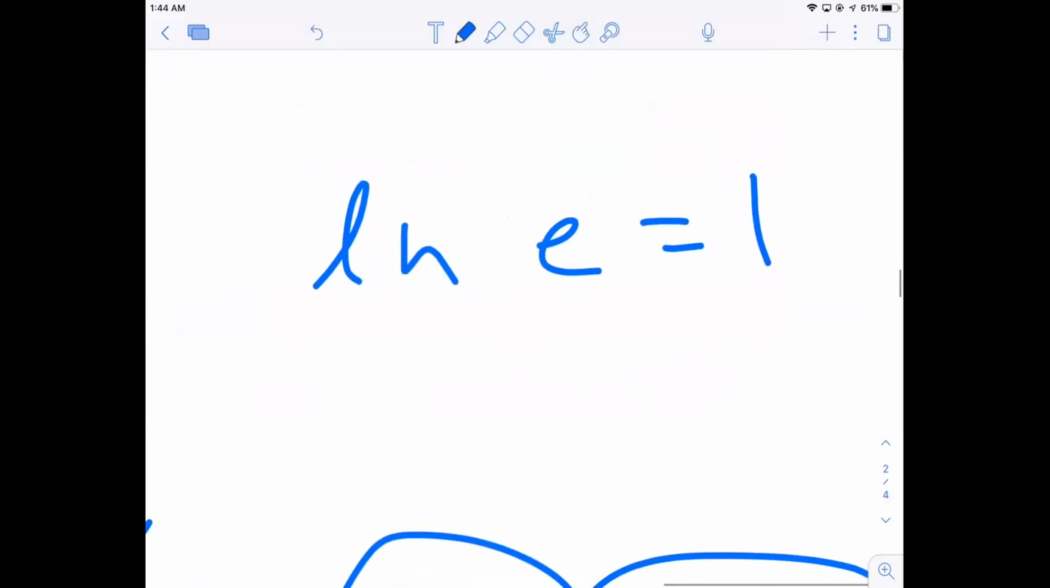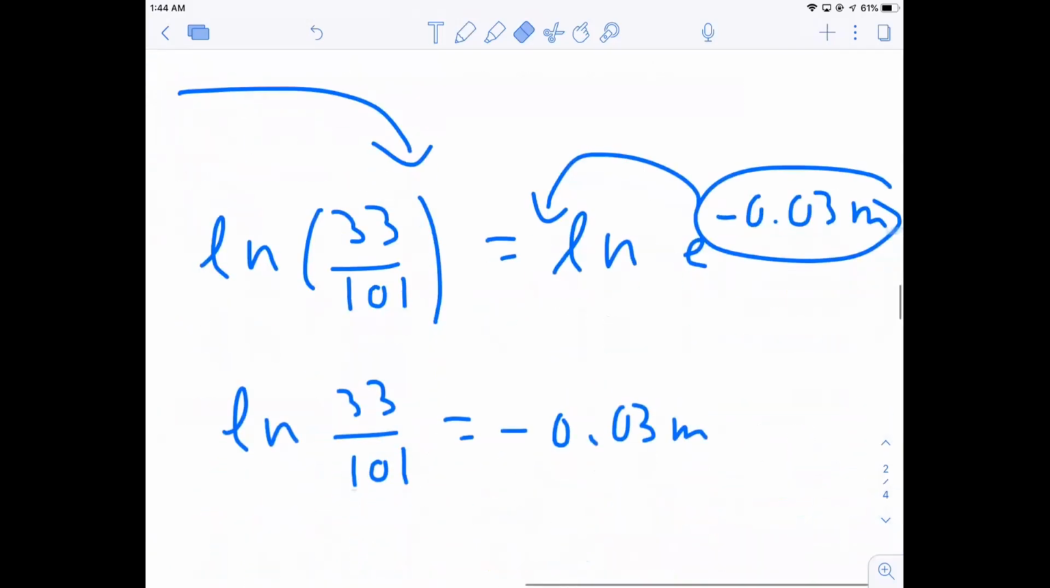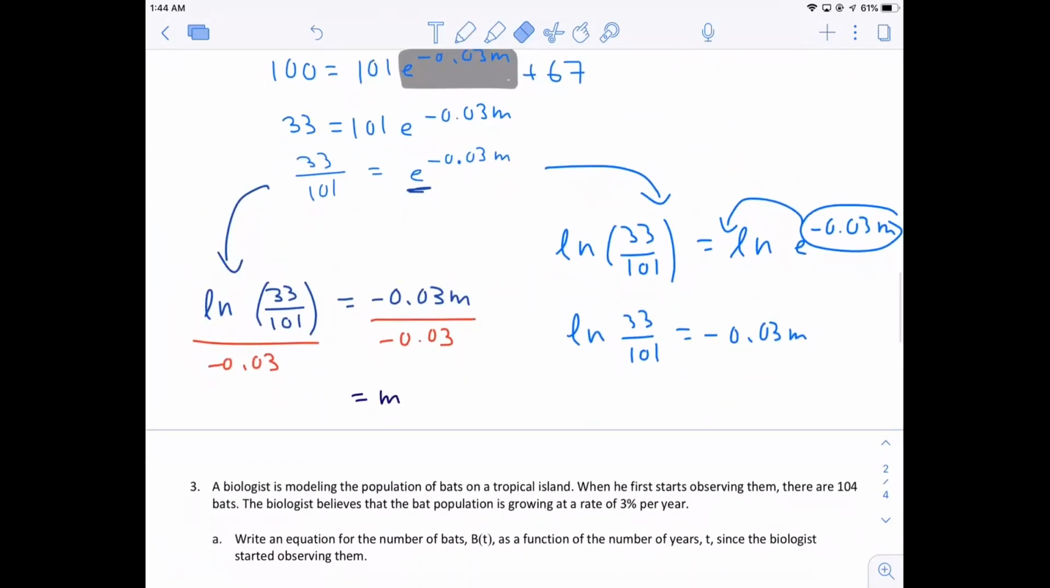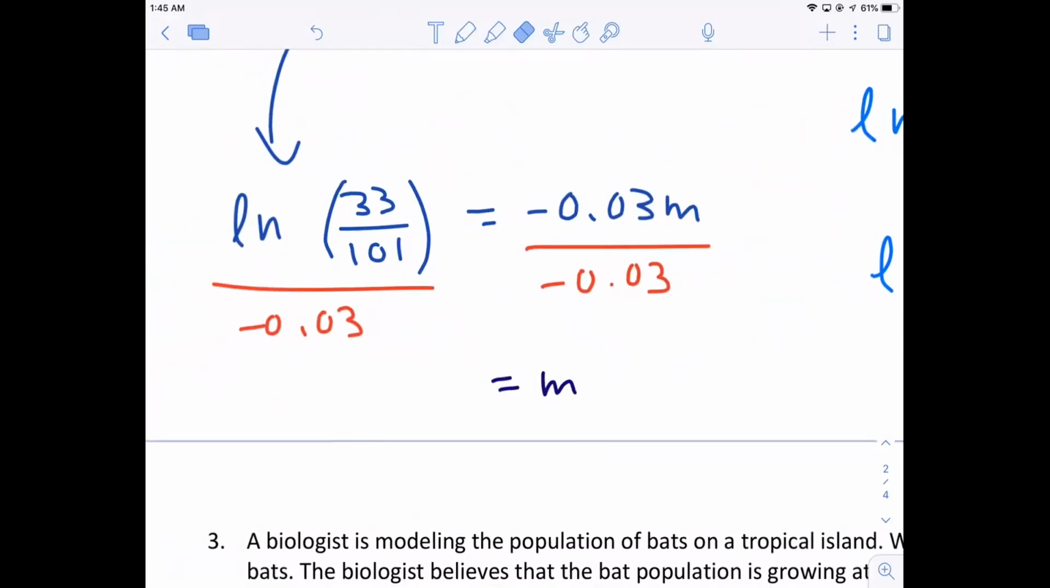Right, because again, this is saying e to the what power, right? Natural log is just log base e. E to the what power equals e. E to the first power equals e. Natural log of e is 1. So you see we're getting the same exact setup, and just type that into your calculator.